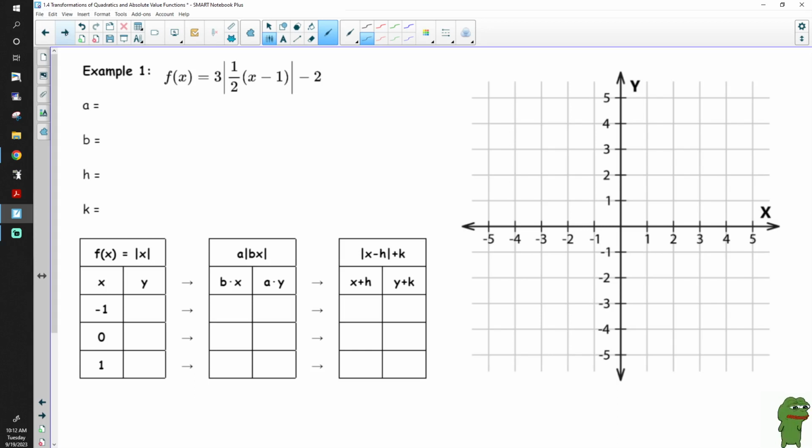Example 1. When you look at example 1, there's a lot going on, but is it obvious that this is an absolute value function? It should be, because what does it have? Do you see the absolute value bars? If you see those, you should automatically think, oh, this is absolute value, so it's the shape of a V. I see the X, I see the absolute values, but I also see a lot of other things going on. I see a 3 in the front, I see the 1/2, the -1, and the -2. There's a lot going on.